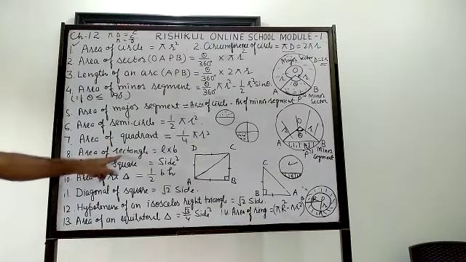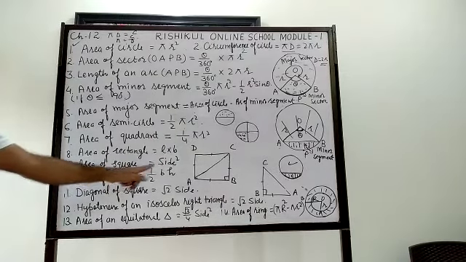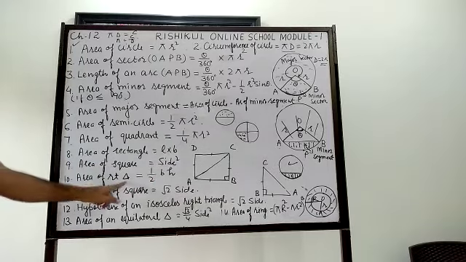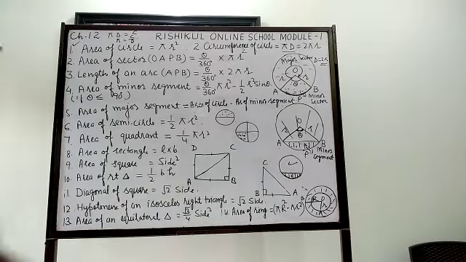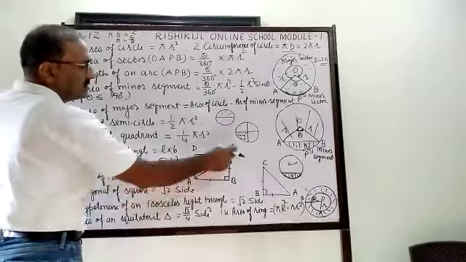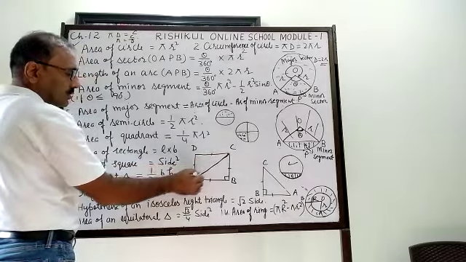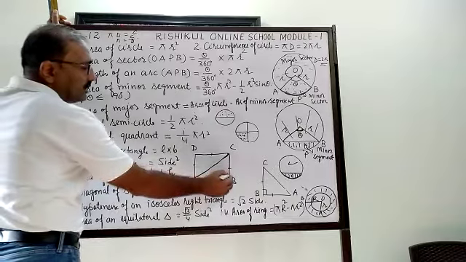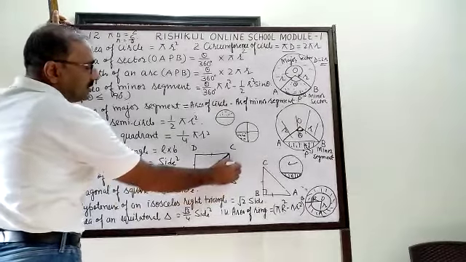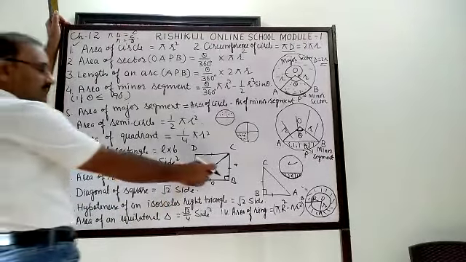And then the area of a rectangle, you know very well, is L into B. Area of a square, side square. Area of a right triangle, half of base into height. And the diagonal of a square: ABCD is a square, and its diagonal is root 2 into side. If you use the Pythagoras theorem here, if the side is A, then you can find the diagonal is root 2 into A.